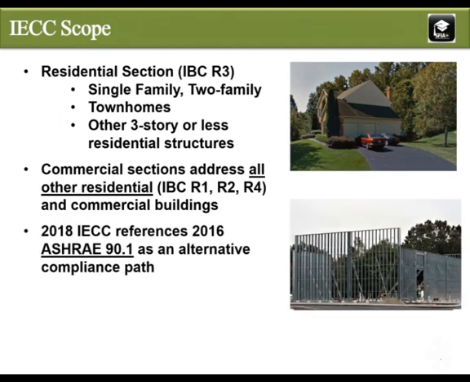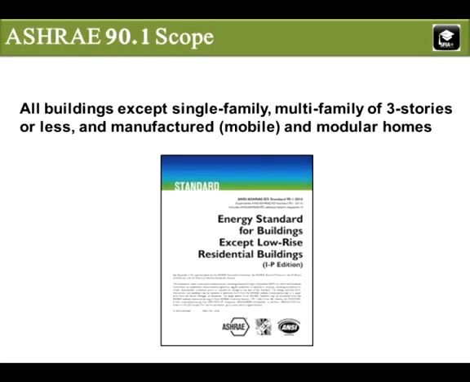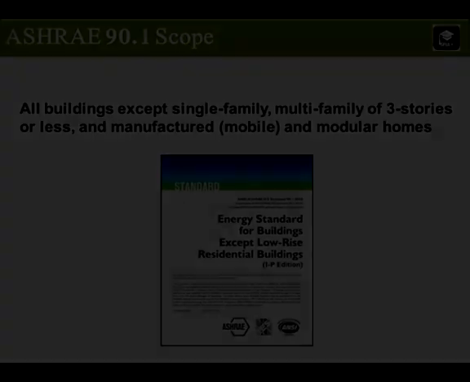The IECC also incorporates ASHRAE 90.1 by reference as a compliance option. The 90.1 standard is important because it is often referenced in specifications for government construction projects. ASHRAE 90.1, on the other hand, defines their scope by what it doesn't include. The title is pretty self-explanatory. It covers all buildings except basically smaller residential structures.